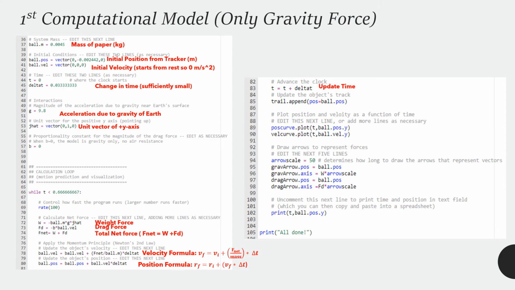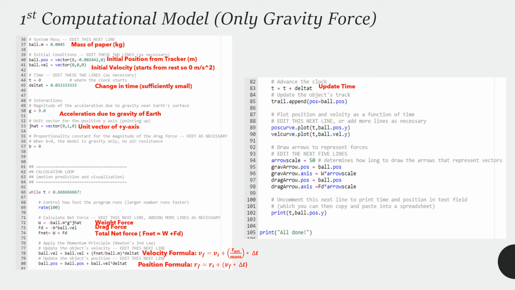This is the first computational model I created, only using gravity. To begin, I stated the mass of the paper, then the position from tracker, and the initial velocity as well, which is 0. I then added the change in time, made sure it was very small, and made the acceleration due to gravity equal to 9.8 meters per second squared. I had defined the direction that the object is moving as well.